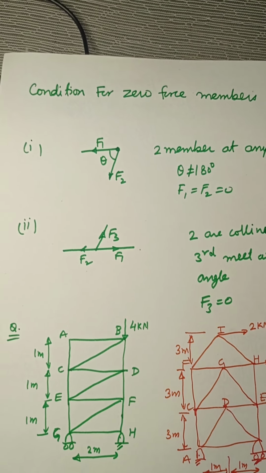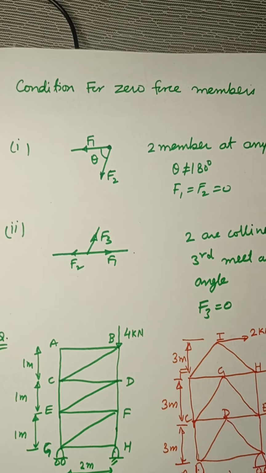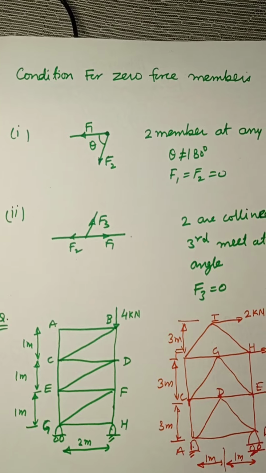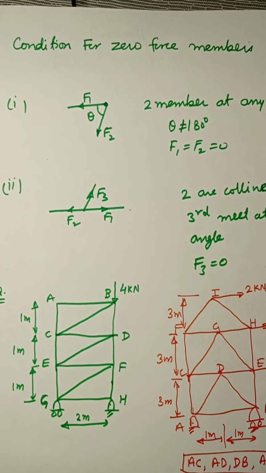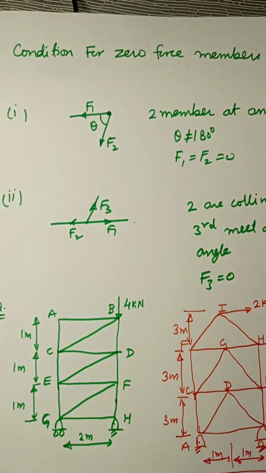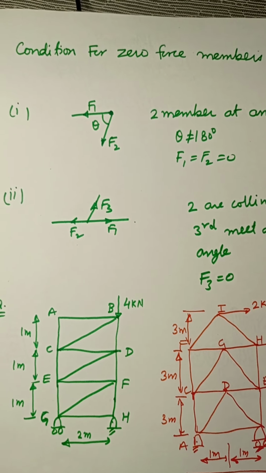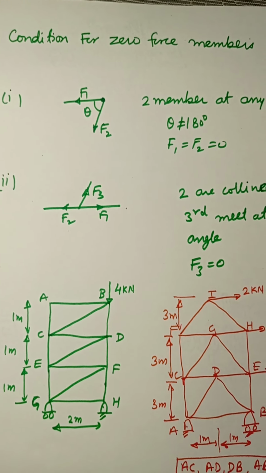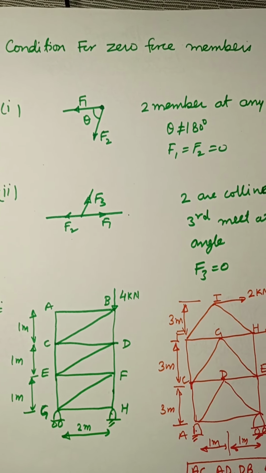So we are proceeding with the topic of trusses. Today we are going to discuss the conditions to identify a zero force member. With the help of this concept you can sometimes simplify trusses, because many of the forces can become zero, and you can simplify the truss during analysis by straightforwardly writing why this force is zero.